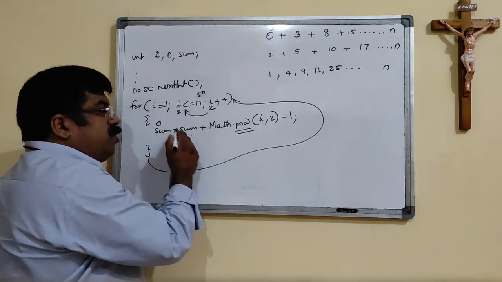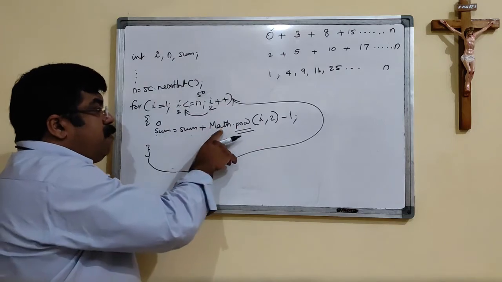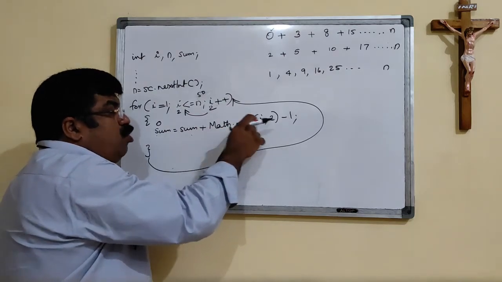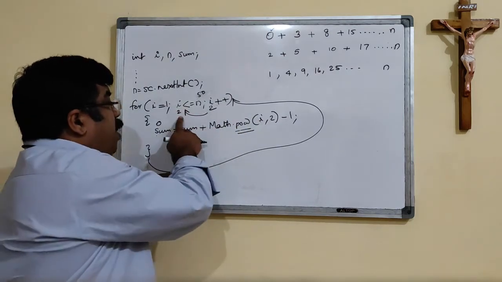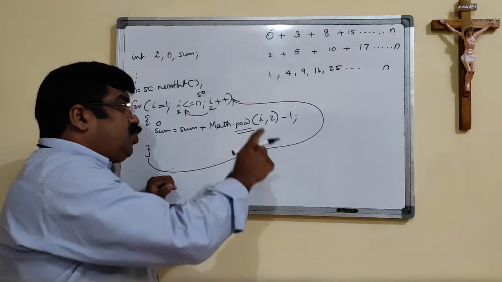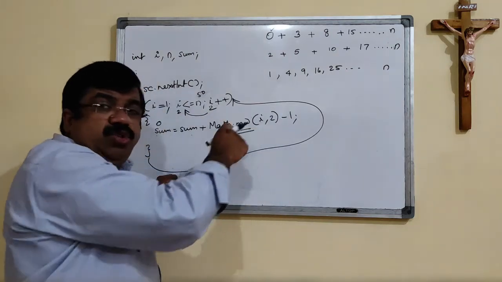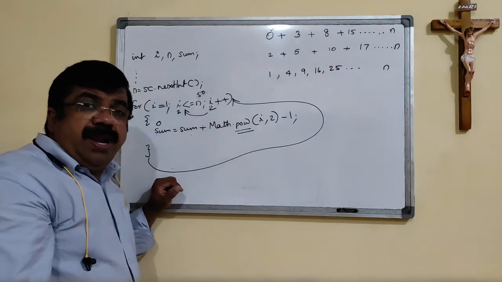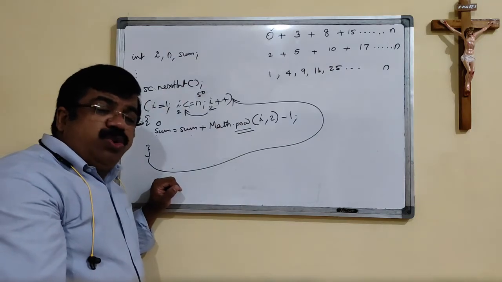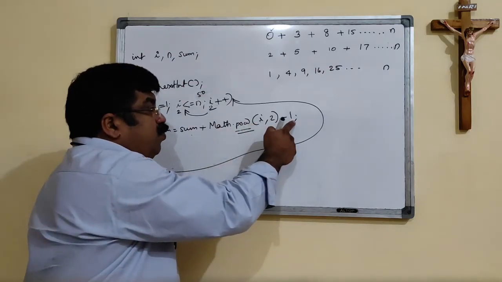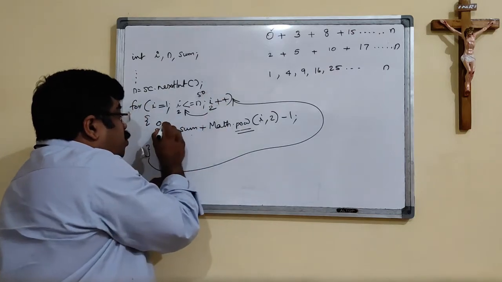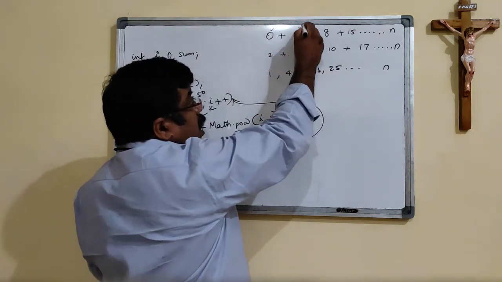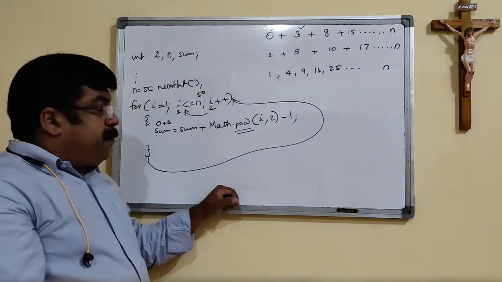sum = sum + Math.pow(i, 2) - 1. What was the value of i? i is 2. 2 to the power 2 minus 1. 2 to the power 2 is 4. 4 minus 1 is 3. 3 is getting added. See, according to the question.